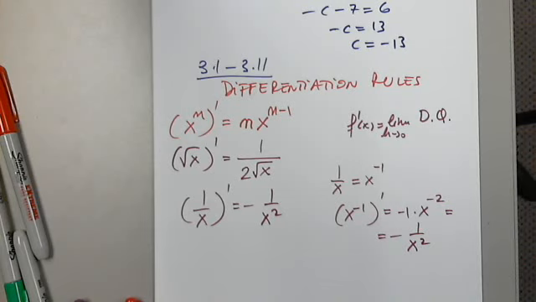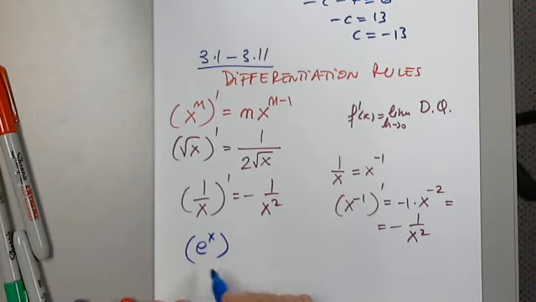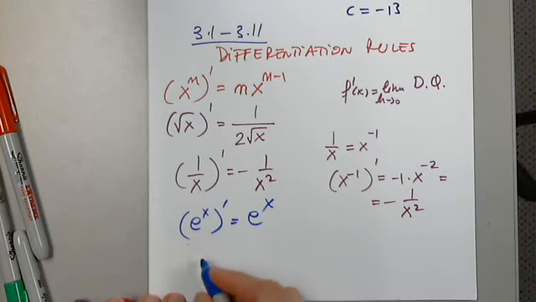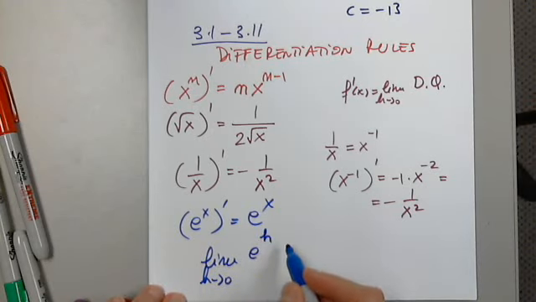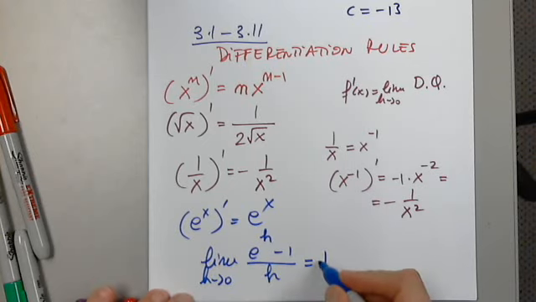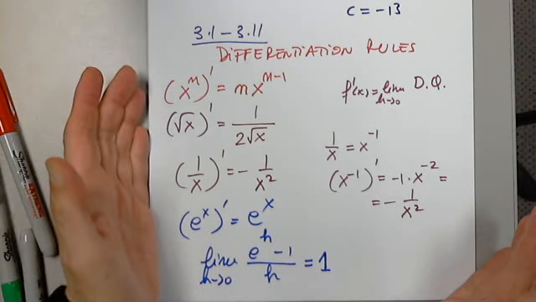Now, I think we did, correct me if I'm wrong, look at the derivative of e to the x? Yes. Okay, how much is e to the x prime? E to the x. Very good. And now one more item: limit as h approaches 0 of (e to the h minus 1) over h. How much is that? 1. Yes, indeed, it is 1. We looked at that last time before the test. Perfect. So this is all we need in 3.1.